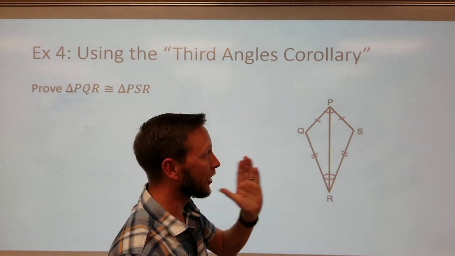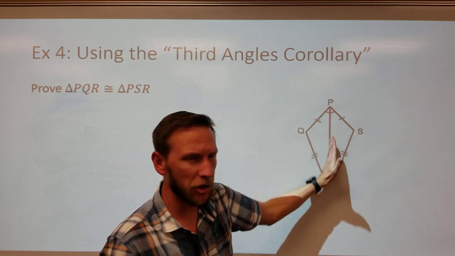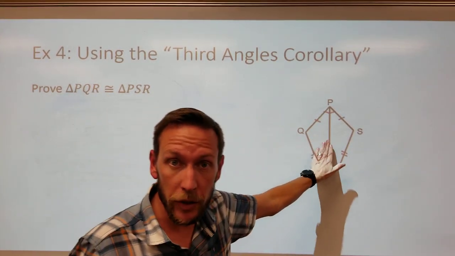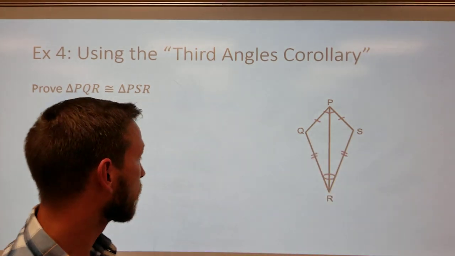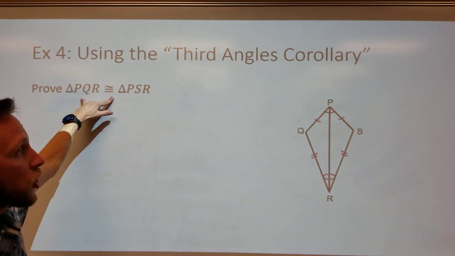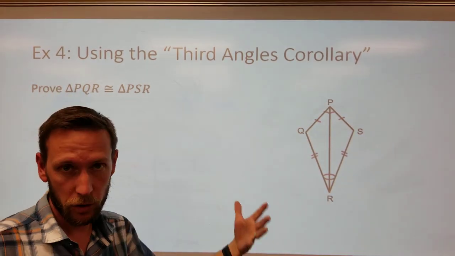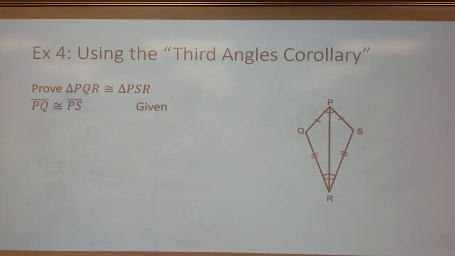We're going to use that corollary. And we're not told that this segment is congruent to itself, that third side for each triangle. But the reflexive property says that this segment will be congruent. So what we're going to do is show that all 6 corresponding parts are congruent to each other. We'll start with the segments.